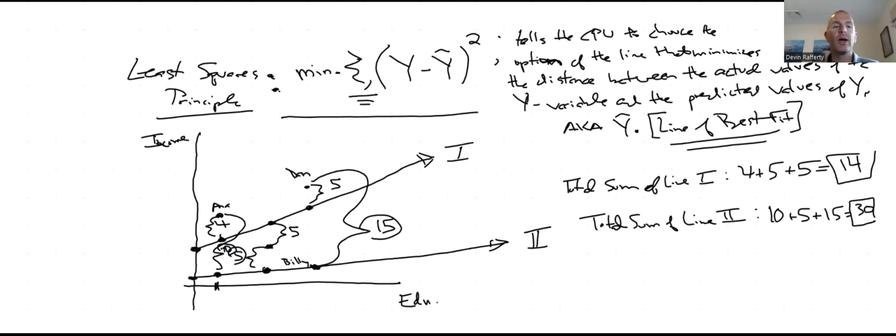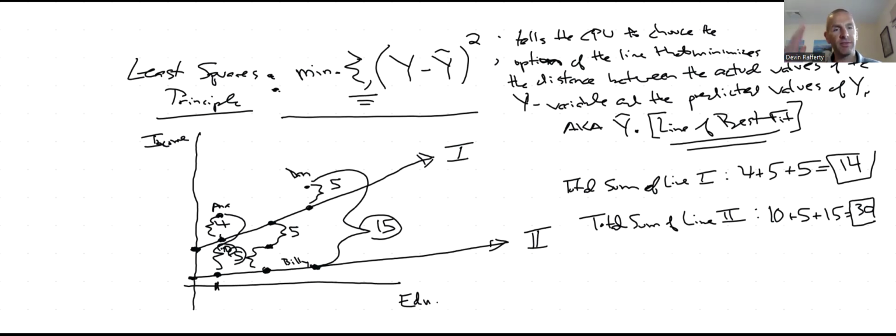And when it goes out and actually runs the least squares principle, what the computer is doing is calculating what the line is. It's trying to figure out the line that minimizes the distance between the actual and the predicted values of y.